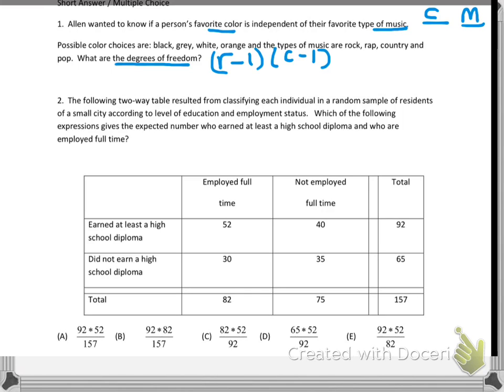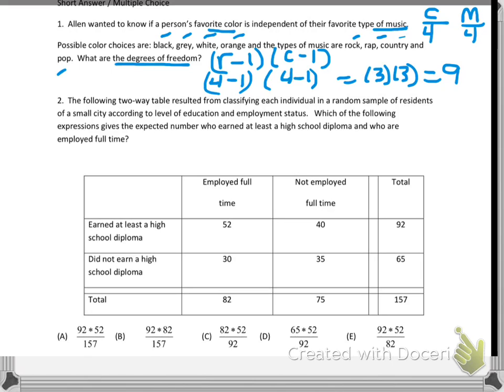All right, so the possible colors are 1, 2, 3, 4. Did I get that right? And the possible types of music are rock, rap, country. So it's 4. So it's going to be 4 minus 1 times 4 minus 1, which is equal to 3 times 3, which is 9. So there are 9 degrees of freedom.